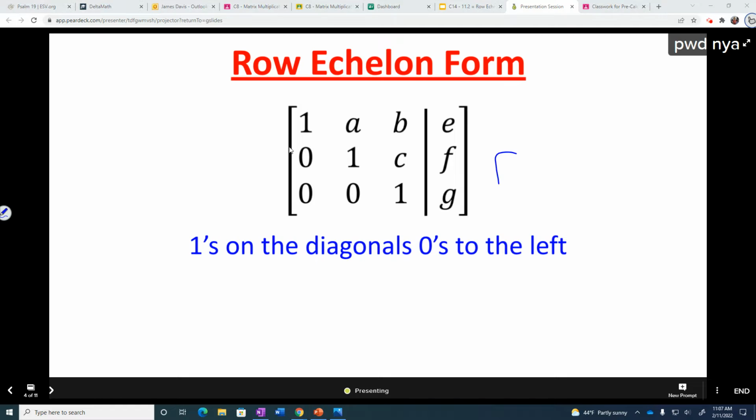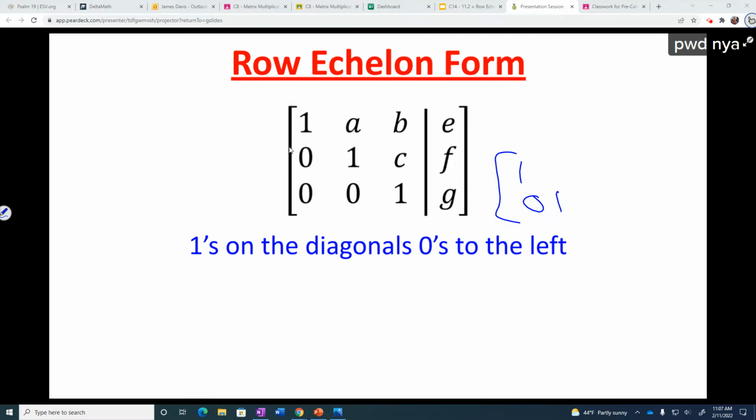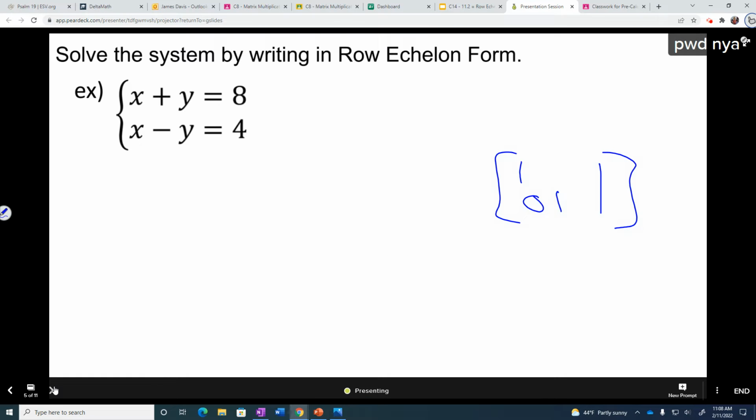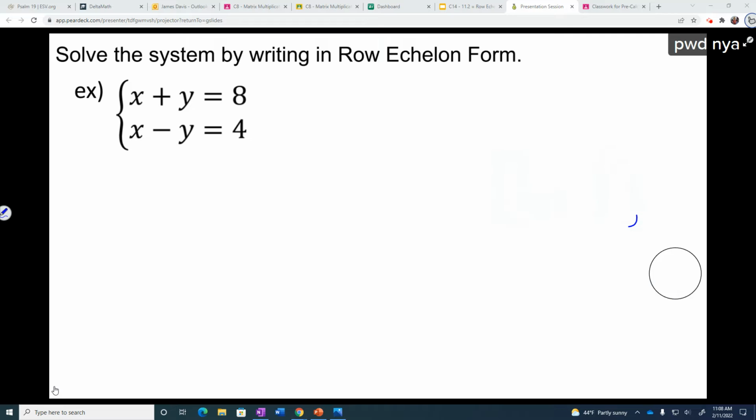So 3 by 3. Also for a 2 by 2, it looks pretty much the same, except we only have 3 we have to really worry about, and then the rest doesn't matter. But 1's on the diagonal, and then a 0 down there. All right, so here's what we're going to use this for. We're going to solve a system of equations, kind of like we did with Cramer's rule, using this row echelon form. We're going to start small and build our way up, because this one you can solve pretty easily with some other methods, but this is a good one to start with.